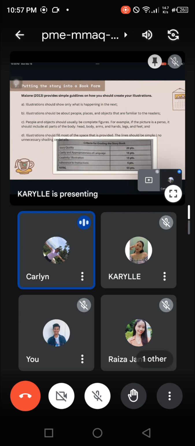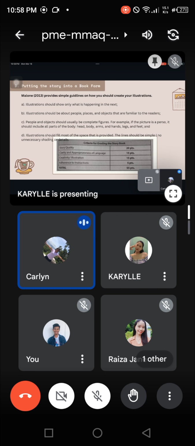Letter A, illustration should show only what is happening in the next. Ito, kailangan daw yung illustration natin sa paggawa natin ng book, story into a book form, dapat daw po ay pinapakita natin kung ano daw yung mangyayari sa susunod. Pangalawa, illustration should be about people, places, and objects that are familiar to the readers. Dapat ang illustration na gagawin natin, yung mga bagay-bagay or nakapalibot sa atin na familiar sa mga magbabasa.